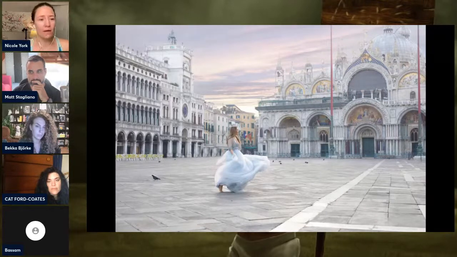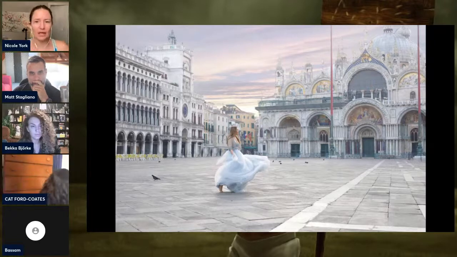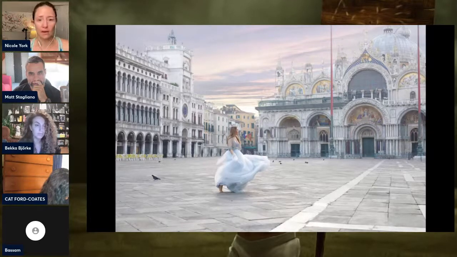Yeah. So Becca, Matt, would love to hear your thoughts on, for images like this, when we have a kind of extraordinary environment, how that can then play into what we're trying to say about our subject.